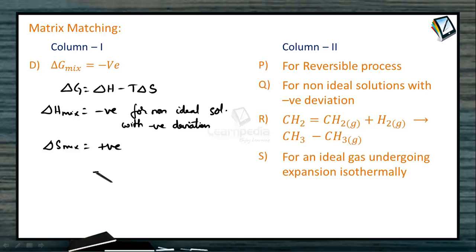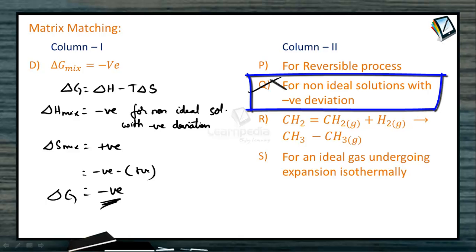When this is negative and this is positive, definitely our final answer will be negative, isn't it? So here delta G is negative. So that is the reason why for D the correct matching is only Q. So overall matching is like this. For A it is S, for B it is Q and R, for C it is P, for D it is Q.